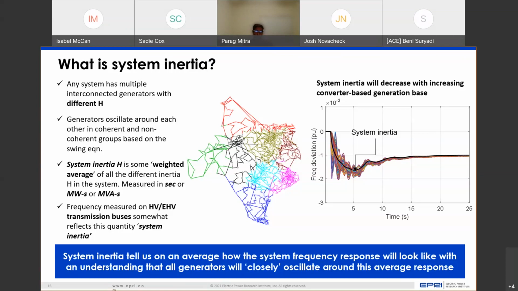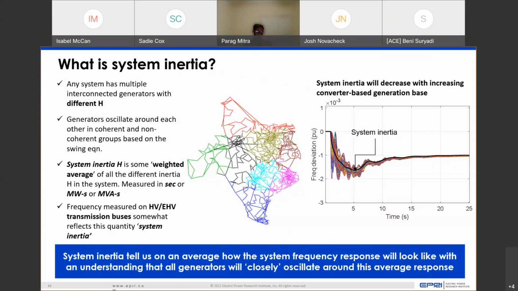And the question is, if you were to measure the frequency at each of these generators and compute the inertia constant, you would get the individual H numbers for each of these generators. So what is the system inertia? We know the individual inertias. What is the system inertia? The system inertia is actually some weighted average of all these different inertias. This is typically measured in seconds, or you can measure it in megawatt seconds or MVA seconds, which is a unit of the rotational kinetic energy in the system. So it serves to tell you how much inertia you have on your system.